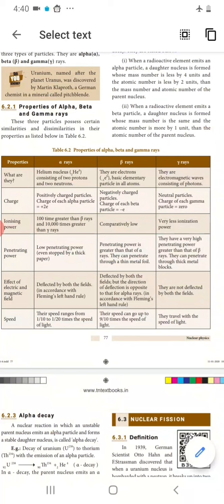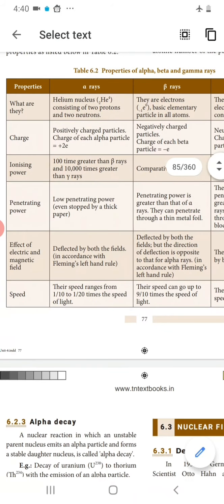What are alpha rays? Helium nucleus consisting of 2 protons and 2 neutrons are called the alpha ray. Understood? Beta rays are electrons, -1 E 0. Minus 1 is the proton number, 0 is the mass number. So these are electrons. Electrons are nothing but the beta rays.